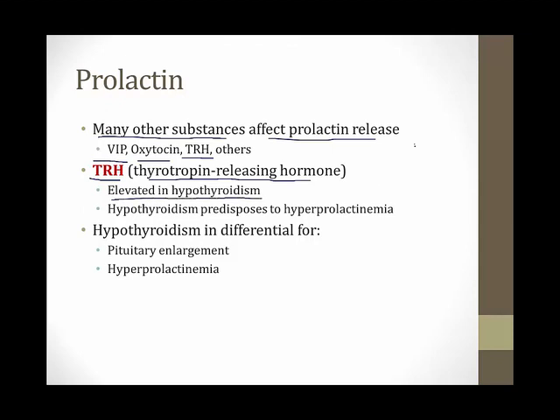When the level of thyroid hormone is low, it stimulates the hypothalamus to release TRH, and TRH can stimulate the release of prolactin. That means that hypothyroidism can predispose patients to develop hyperprolactinemia, and in fact hypothyroidism is in the differential diagnosis for pituitary enlargement and hyperprolactinemia, and that's because of the effect of TRH on prolactin release.